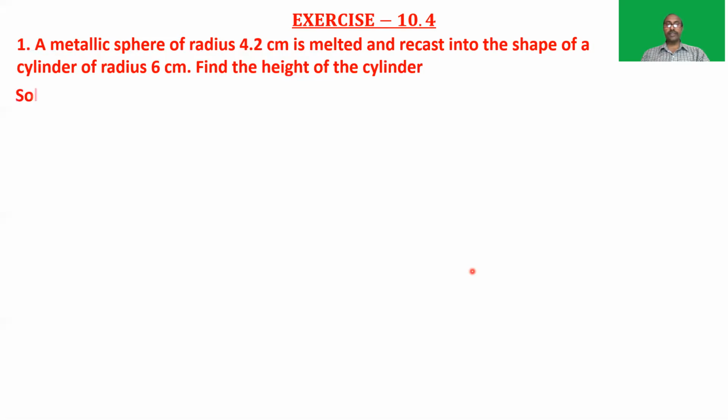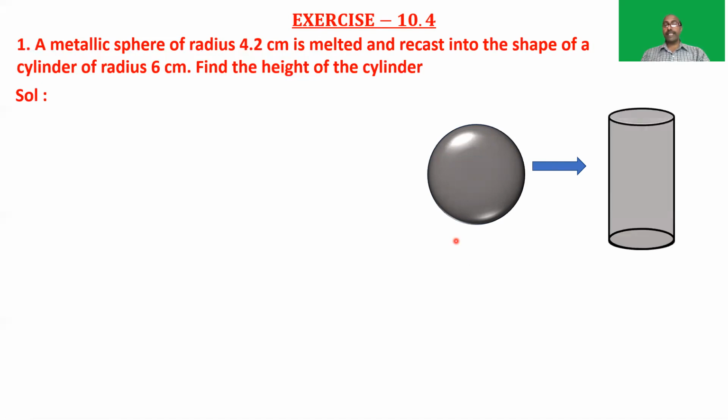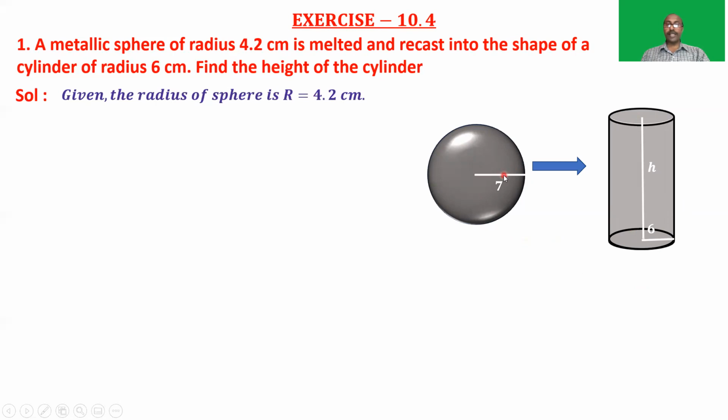That is the question. So here there is a metallic sphere whose radius is 4.2 centimeters and is melted and recast into the shape of a cylinder of radius 6 centimeter. So now we have to find the height of the cylinder. Here the radius of the sphere is 4.2 centimeter and the radius of the cylinder is 6 centimeter. As we have to find the height of this cylinder, let h be the height of the cylinder. Now given the radius of the sphere is capital R equal to 4.2 centimeter and its volume is 4 by 3 pi R cube.